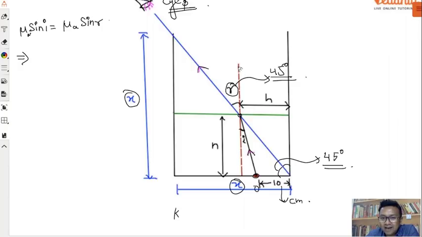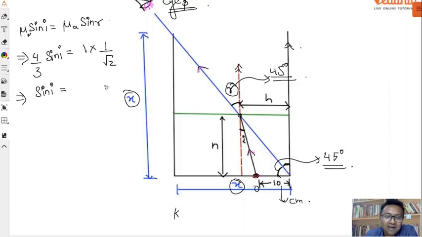Because these are parallel lines out here. If this is 45 degrees, definitely this is also 45. And this angle out here is a corresponding angle, students. So this is also 45 degrees. So mu water is nothing but 4 by 3, times sine of I. I don't know what I is. This is 1 into sine 45, so that is 1 divided by root 2, which implies my sine of I is equal to 3 divided by 4 root 2. Okay, students.